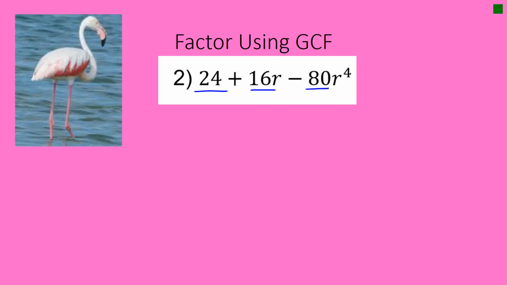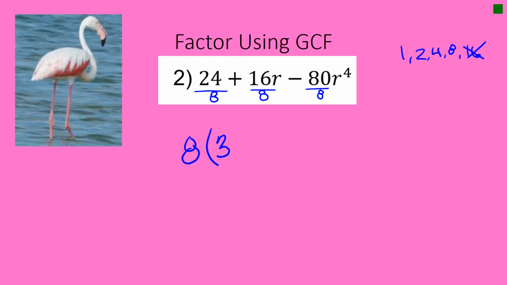24, 16, 80, using the GCF. 16, we have 1 and 16, 2 and 8, 4 and 4. So does 16 go into 24? No. Does 8 go into 24? Yes. Does 8 go into 80? Yes. So it's going to be 8. 24 does not have any r's, so I'm only going to take out a GCF of 8.